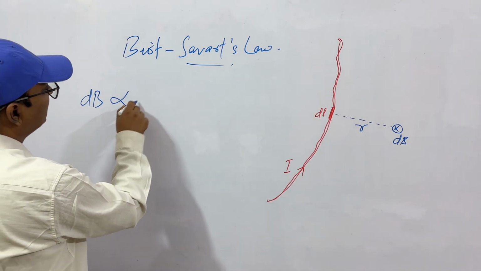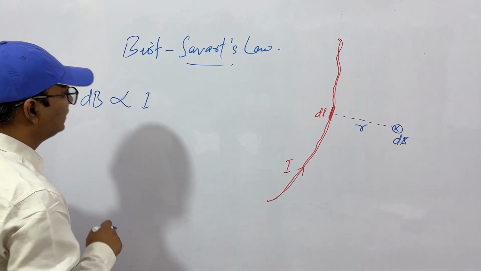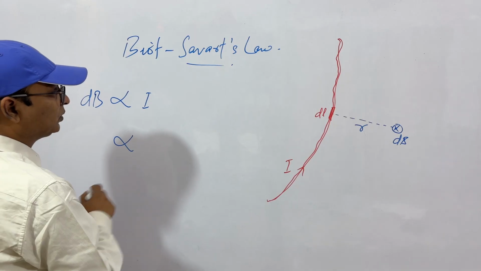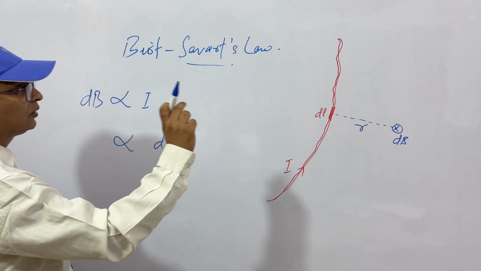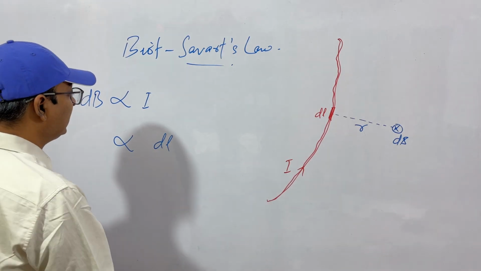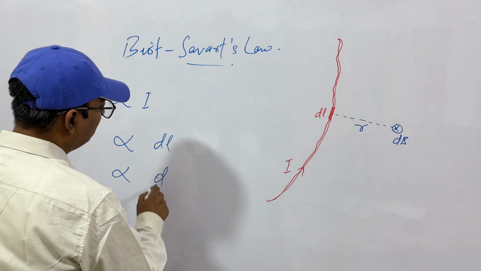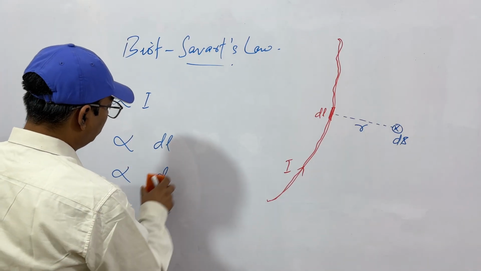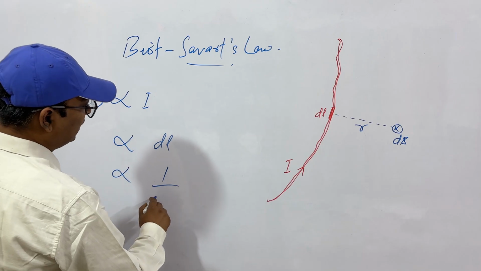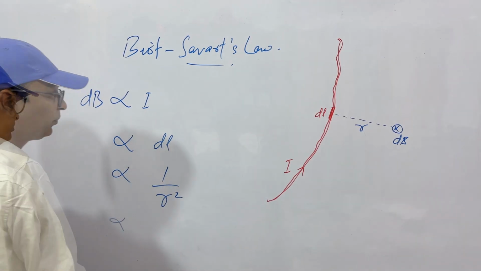So it was found that it is proportional to the current I. It is proportional to the length of this small element, dl. And it is inversely proportional to r square, like Coulomb's law.